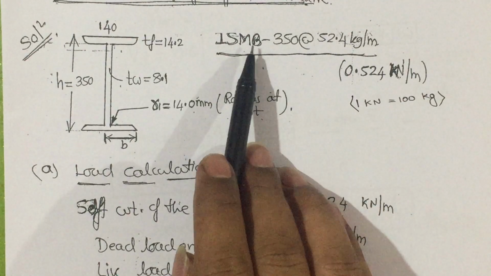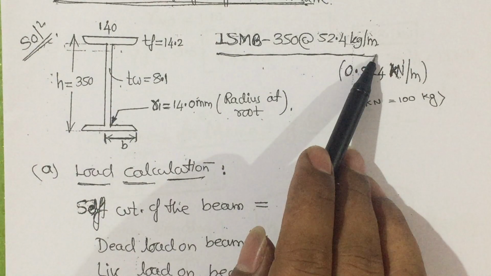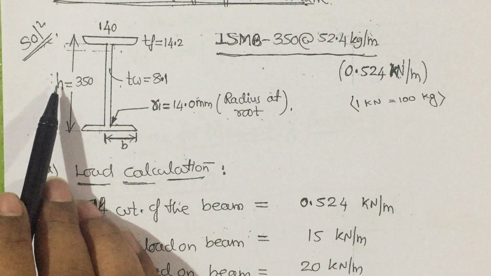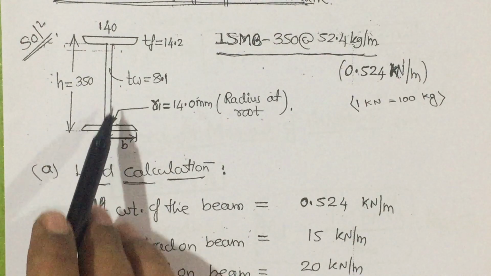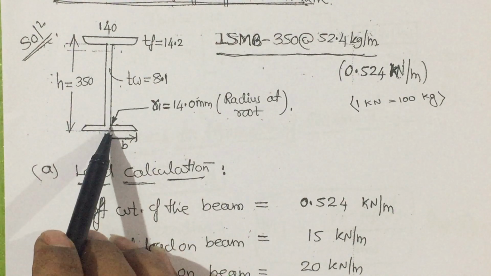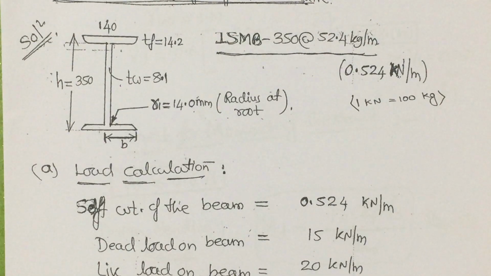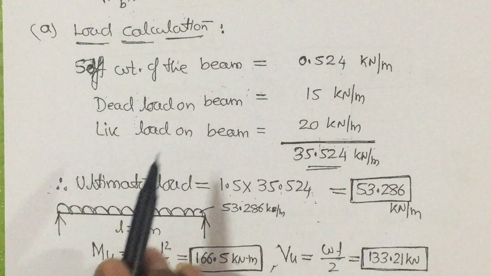From the steel table, check for this section ISMB 350 at 52.4 kg per meter, and you will get all the parameters like height, total width, thickness of the flange, thickness of the web, radius at the root section, everything. You write down that one. Then the first step, load calculation.